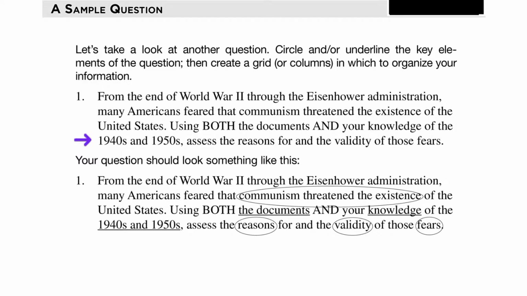Now let's take a look at some of the key words. First of all, communism, threatening the existence of the United States. So that's going to be an important idea here. And then specifically, they want to know about reasons. So why did people fear communism? Was it valid or not? This is what your essay is going to be about. And then also, what were their fears? The more specific we can get about those, the better. So once again, you want to stop and come up with some of your own outside knowledge about this.